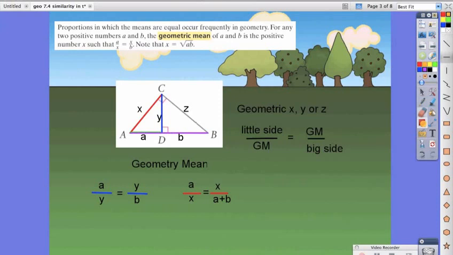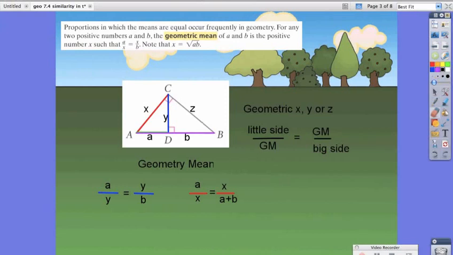Okay. Notice that y and z cannot count as a big side or little side because they are considered a geometric mean. So let's try the one in blue. For the blue, our geometric mean is y, and the little side that's touching our blue line is A, and our big side that's touching the blue line is B. And that's why we have the following geometric means below. So, I know it still might be a little fishy, but we're going to try a couple right now.